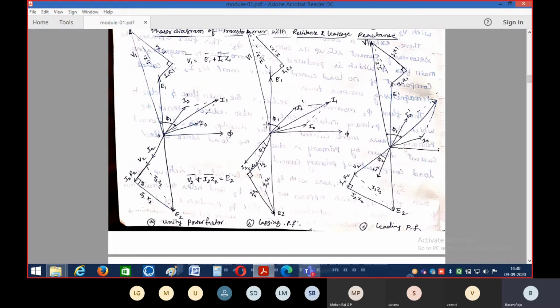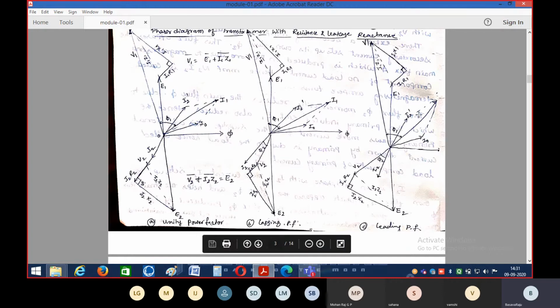So this angle between V1 and I1 is called phi 1. Phi 1 represents the power factor angle with respect to the primary, and similarly phi 2 is called the power factor angle with respect to the secondary. So this is the vector diagram with respect to lagging power factors, or we can say the vector diagram with respect to lagging loads, that is, inductive loads.